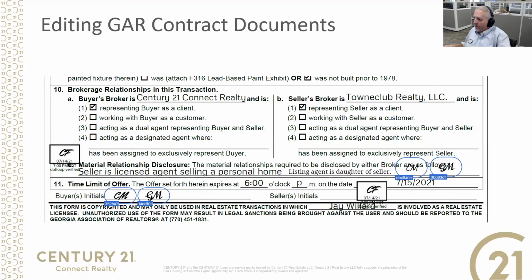One last example. Okay, seller is a licensed agent selling a personal home. And then they also added that the listing agent is the daughter of the seller. Okay, so lots of material relationship disclosures in here, and you see both signatures and initials on both sides of these, so we're good to go.